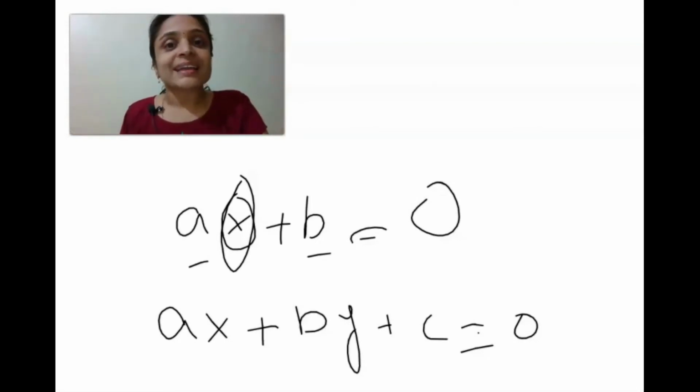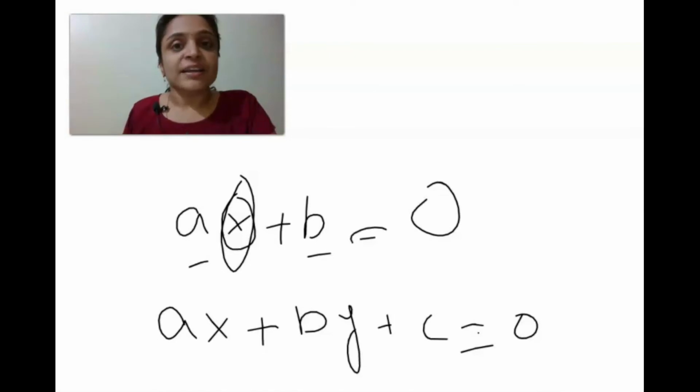Why are we saying that a and b are not equal to 0? Because if you give a equal to 0 here, this ax will be 0, which means by plus c equal to 0 will be the equation. And what is by plus c equal to 0? That is a linear equation in one variable. Only one variable y is there. So, a cannot be 0. And if b equal to 0, the term by will not be there, which means ax plus c equal to 0, and that is a linear equation in one variable. That one variable is x.